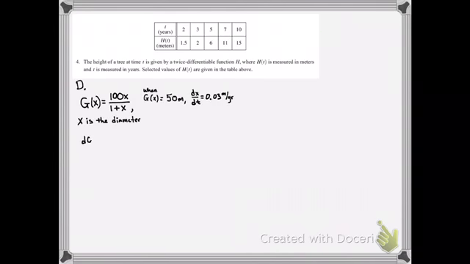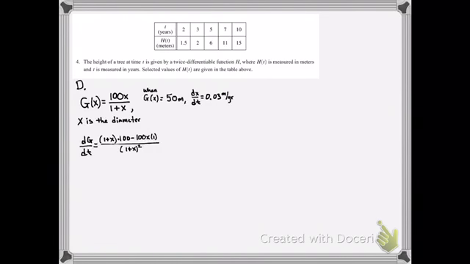So first, we know that we're looking for the rate of change, so we should at least take the derivative. dg dt, that is simply going to be a quotient rule. That's not too bad. So if we do the quotient rule, we'll take the denominator, 1 plus x, times the derivative of the numerator, which is 100, minus the numerator, which is 100x, times the derivative of the denominator, which is just 1, and all of that will be over our denominator, 1 plus x, quantity squared.